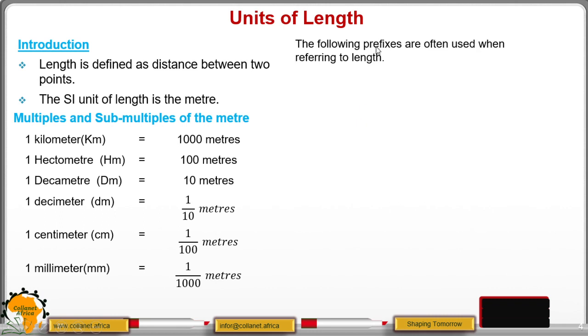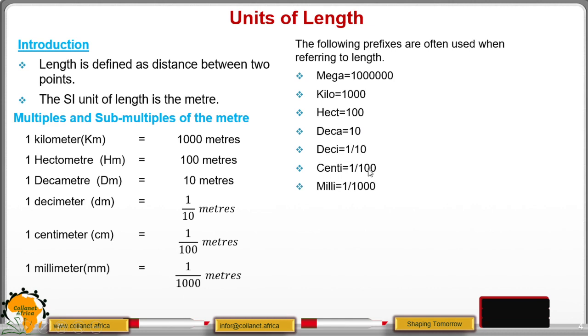We still have other prefixes that are used when referring to length. For instance, we have mega, and this refers to 1 million. Kilo means 1,000. Hecto means 100. Deca means 10. Deci means 1 over 10. Centi means 1 over 100. Milli means 1 over 1,000. And micro means 1 over 1 million.